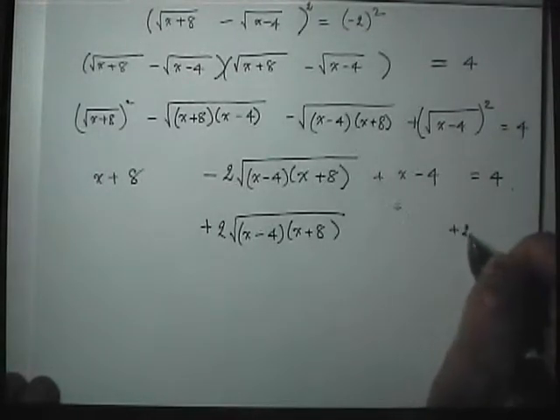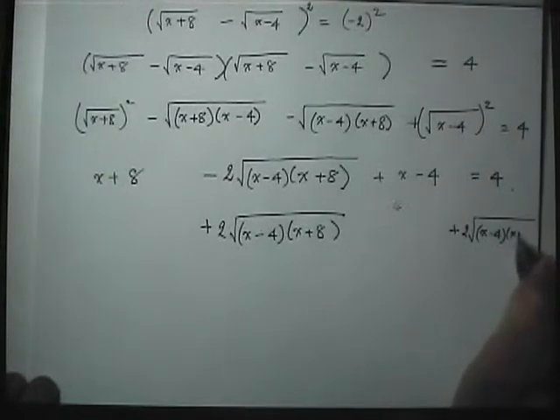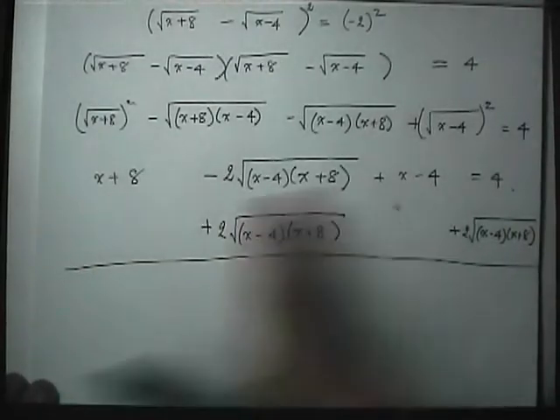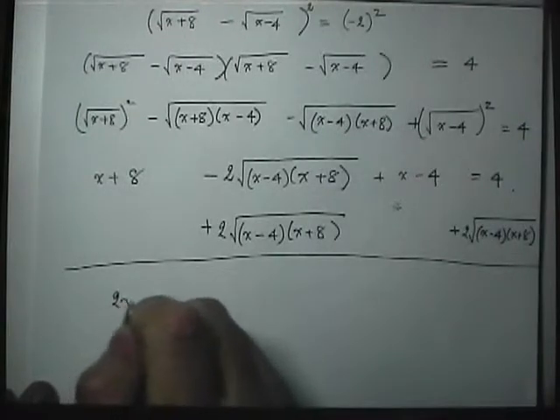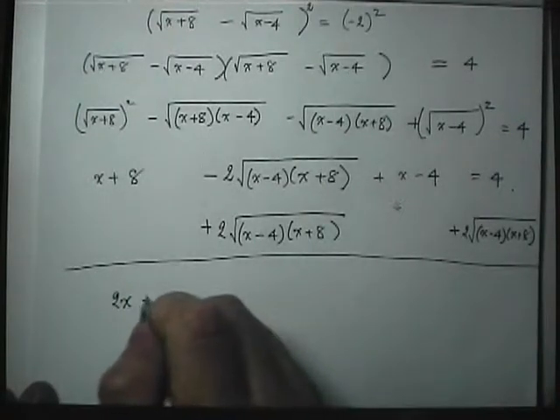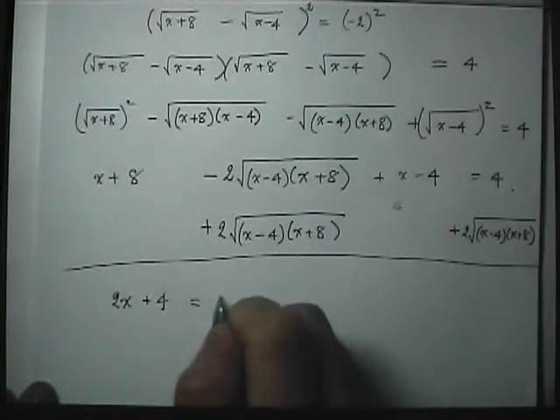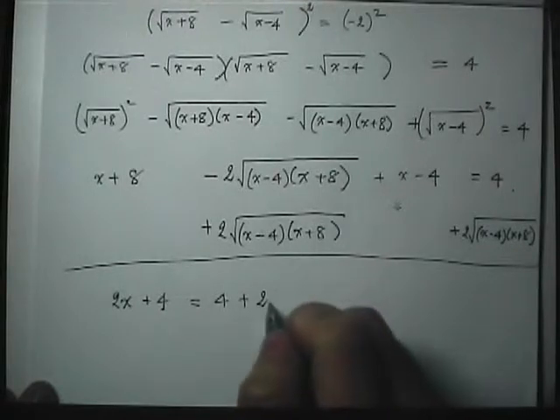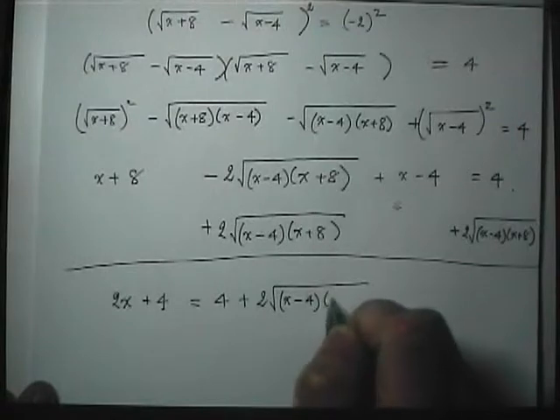And add 2 to both sides. And at the same time, I'm collecting like terms on the left-hand side. And so I have 2x plus 4 equals 4 plus 2 square root of x minus 4 times x plus 8.